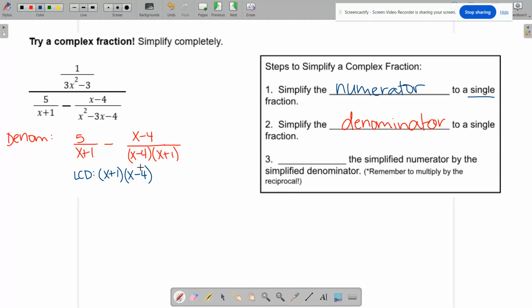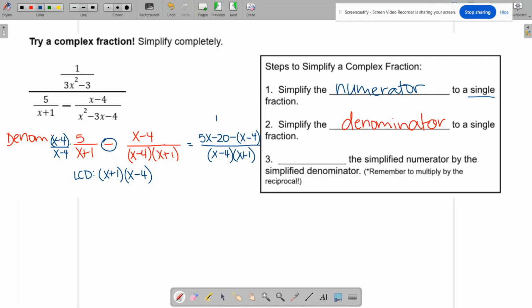So this fraction already has the LCD, but this one I'm missing. I have the x plus 1 factor, but I'm missing the x minus 4 factor. So I'm going to multiply by x minus 4 on top and on bottom. So that means over my common denominator of x minus 4 times x plus 1, we have 5 times the quantity x minus 4, so that's going to be 5x minus 20, and then minus, and when we're subtracting, remember we have to subtract the entire numerator. So the quantity x minus 4, we're going to subtract that.